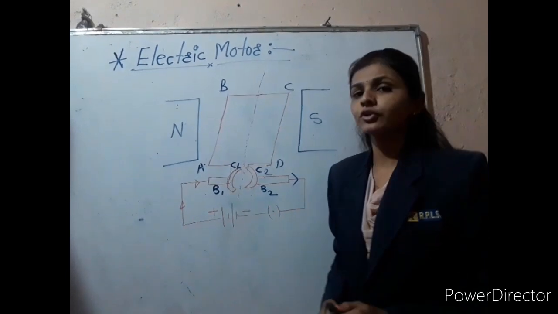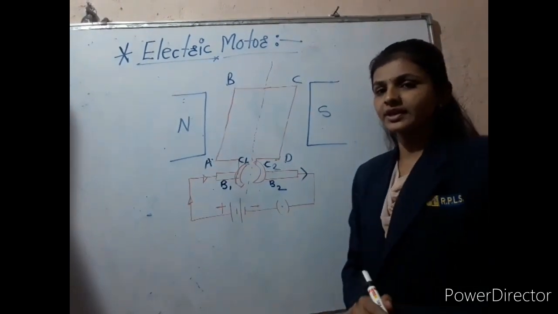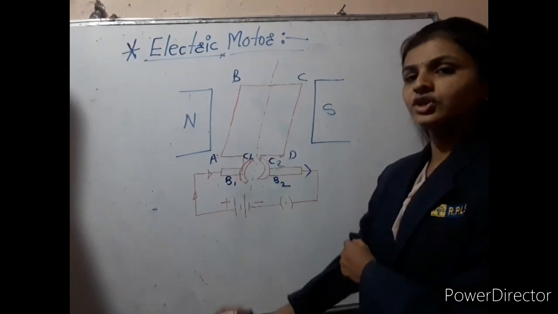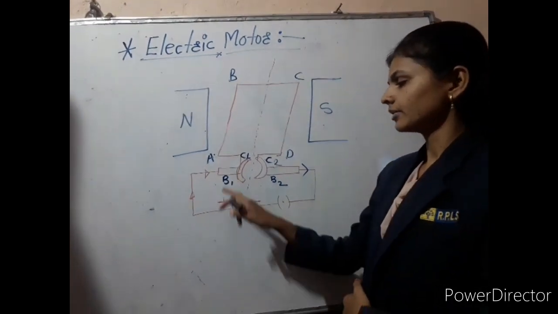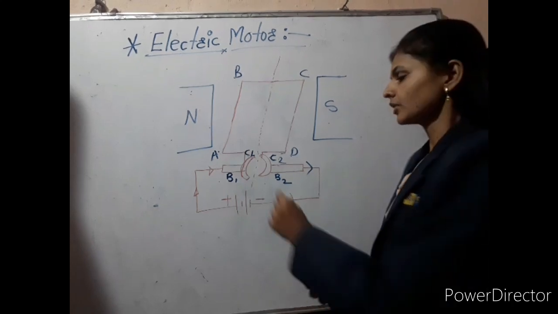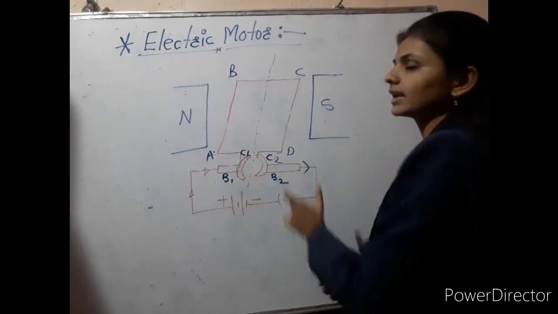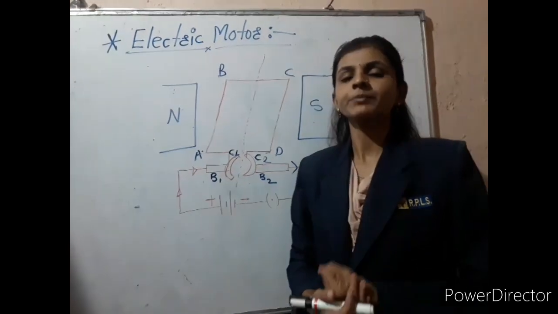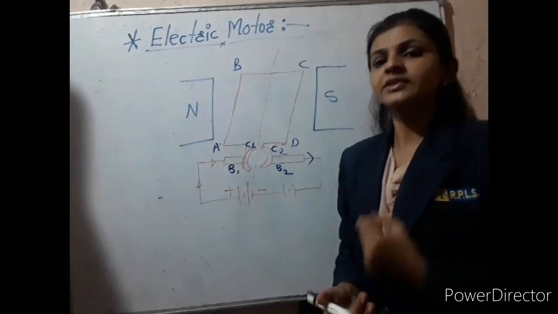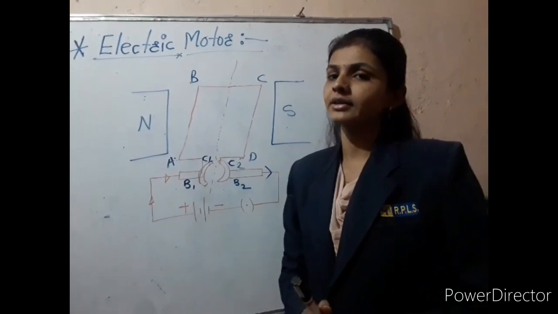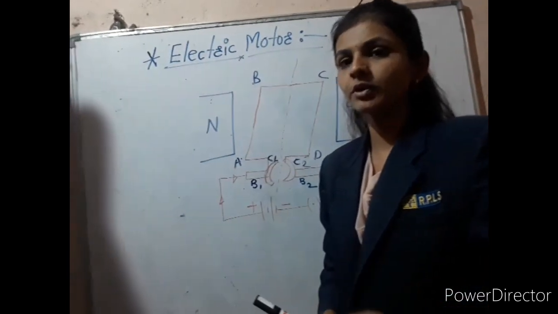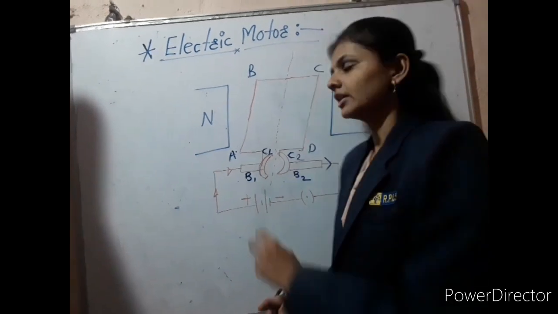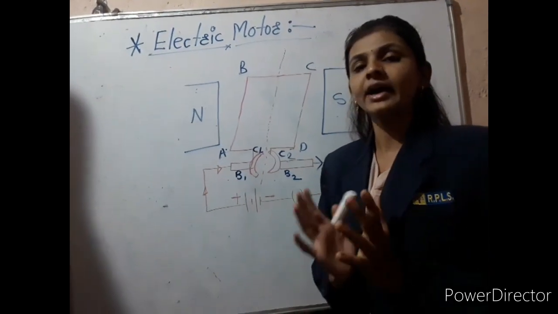So here in front of you is the construction of the electric motor. You can see many things. First is a switch, then a battery, then the new things: B1 and B2. In the case of the electric motor, these are known as brushes. The use of brushes is to avoid unwanted sparking in the circuit. These two brushes are stationary, they are fixed.